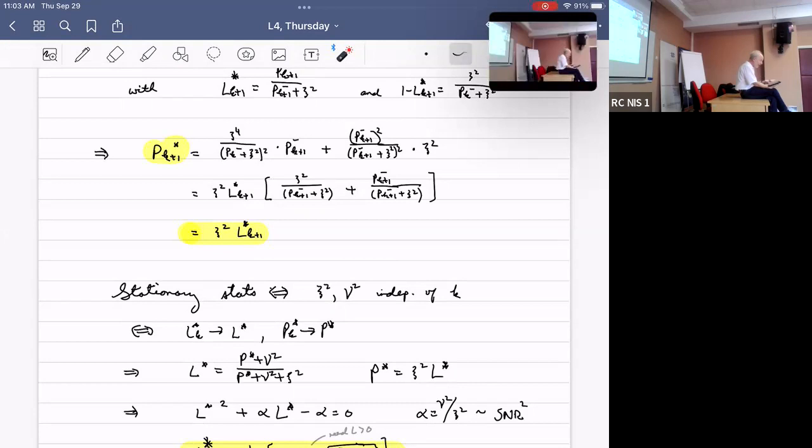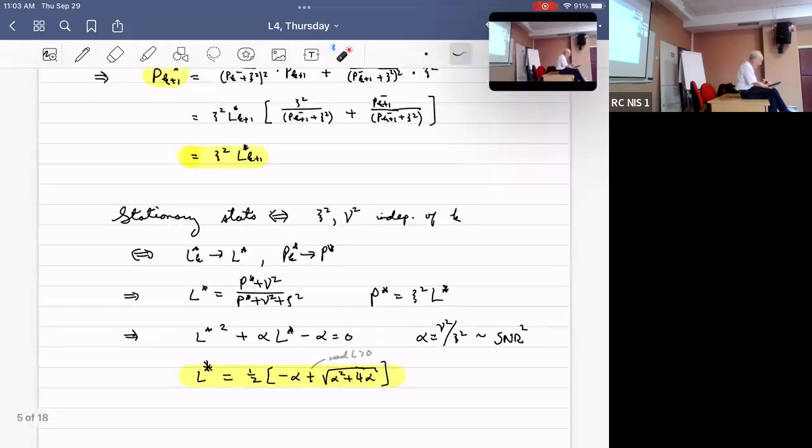So we can iterate this and solve for the steady state value, and that will lead you to these equations. And so when you substitute in, you actually get an explicit solution for the steady state value of this gain.